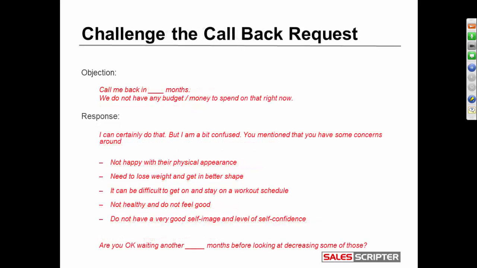Now here's a very similar approach, which is challenging the callback request. So they say, call me back in 6 months. We don't have any budget to spend or whatnot. Hey, I can certainly do that, but I'm a bit confused. You mentioned you have some concerns around pain point. Are you okay waiting another 6 months before looking at decreasing those? So kind of similar to what I just went through.